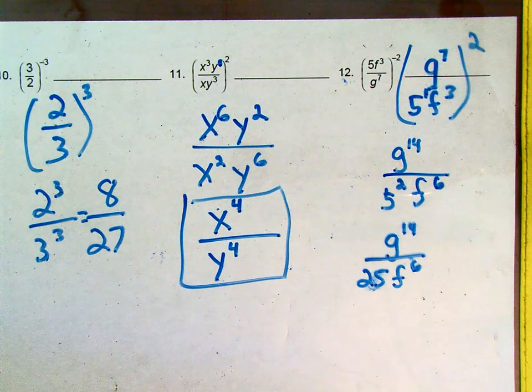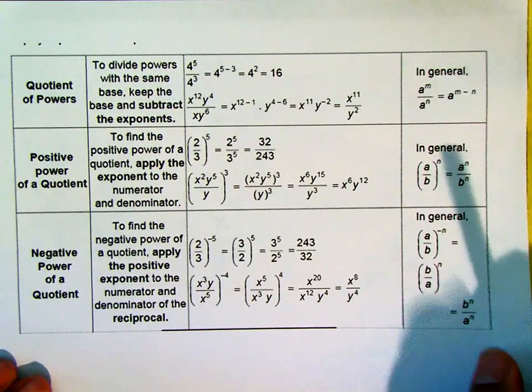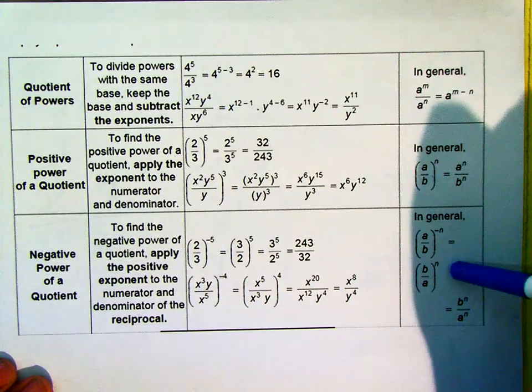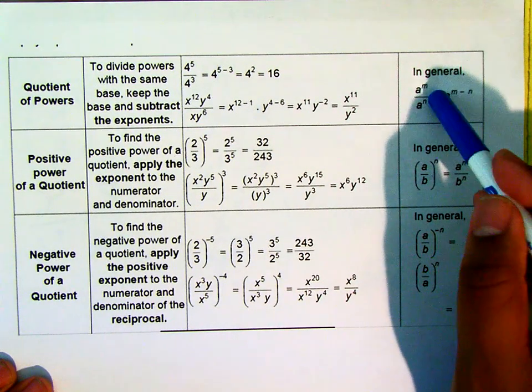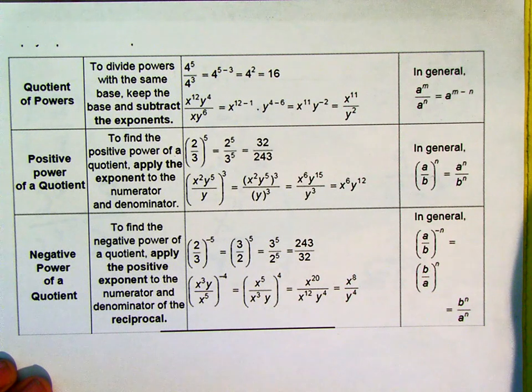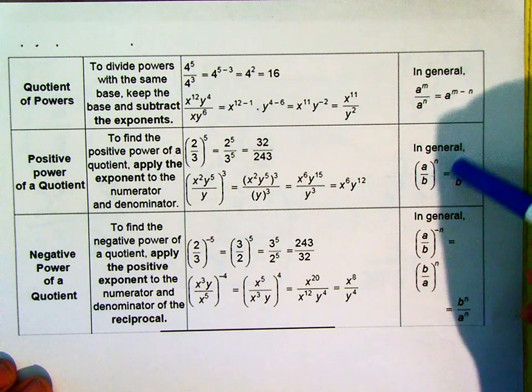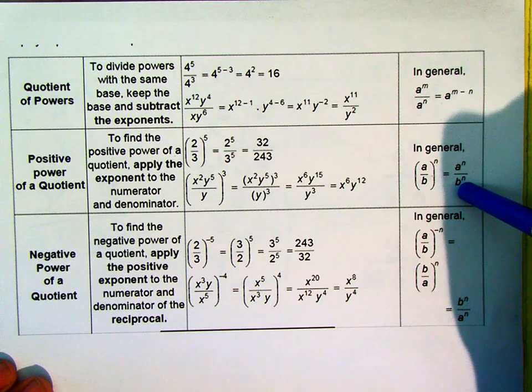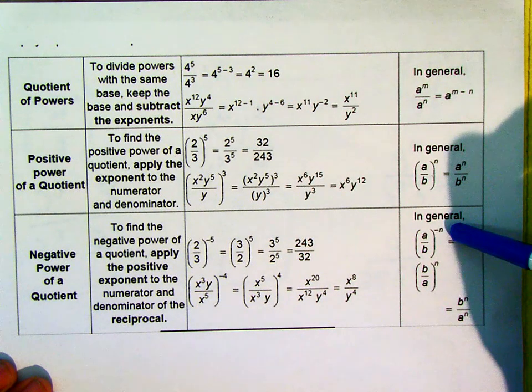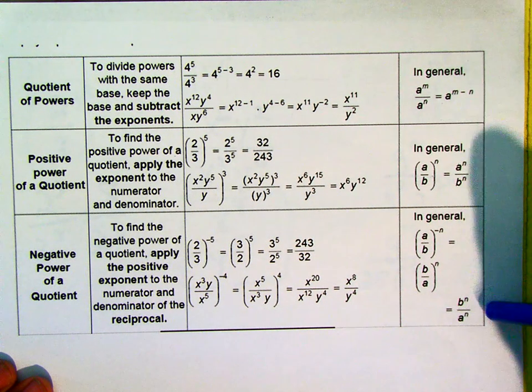Okay, now that's exponent properties with quotients. Remember, you want to make sure that you understand the rules. These are some of the basic ones where you subtract when you're dividing. If you have an exponent raised to the whole quotient, you distribute for the numerator and the denominator. And finally, if you have a negative exponent, you flip it before you do the exact same thing.